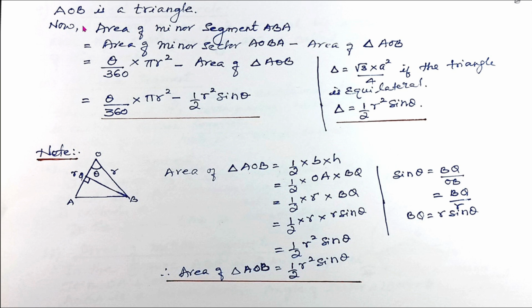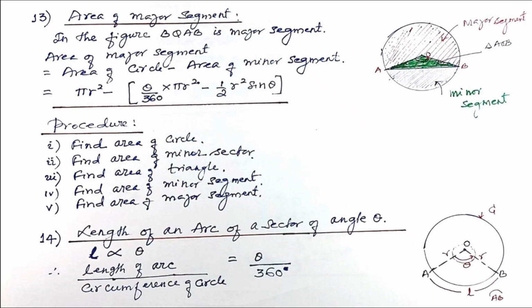Therefore remember, to find the area of a minor segment, find the area of the minor sector and subtract the area of the triangle. Using the relation half r square sine theta, we can find the area of the triangle. Subtract from the area of the minor sector the area of the triangle, and we get the area of the minor segment ABA. Now finding the area of the major segment is very easy again. Find the area of the circle first. Find the area of the minor segment. Subtract the area of the minor segment from the area of the circle.